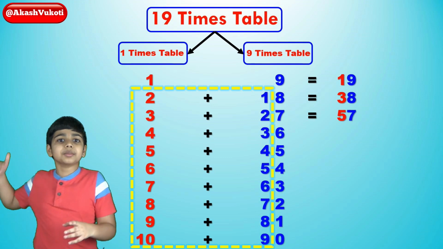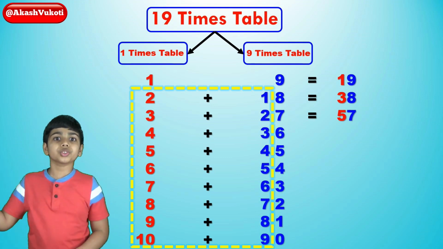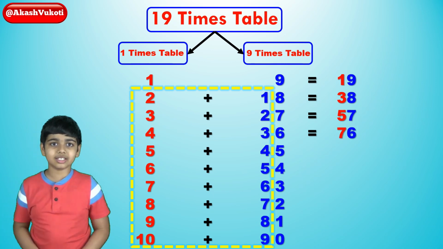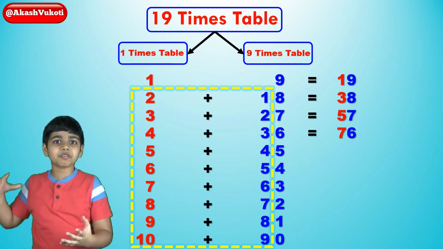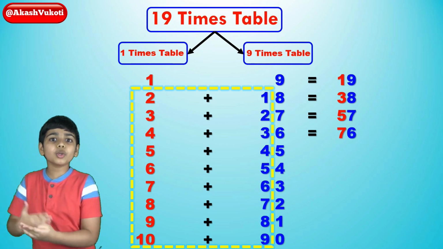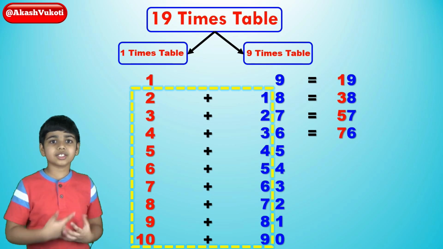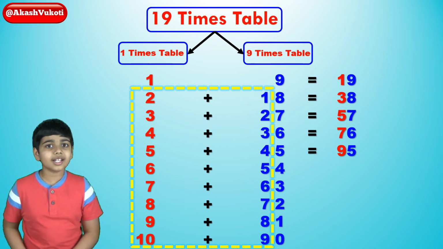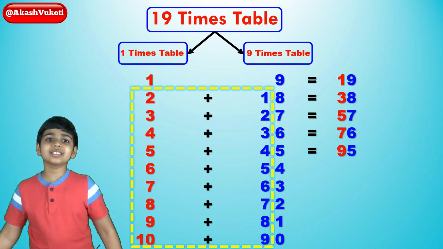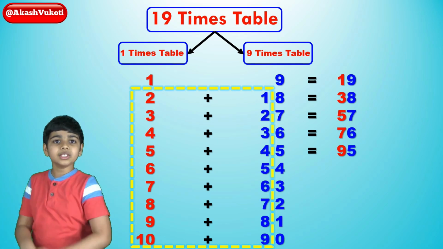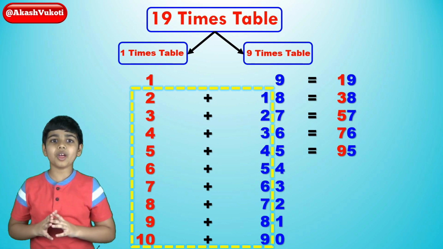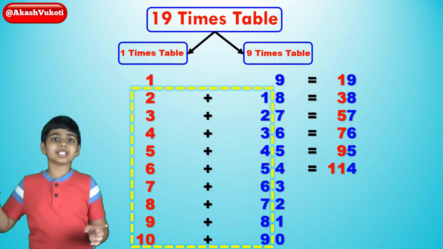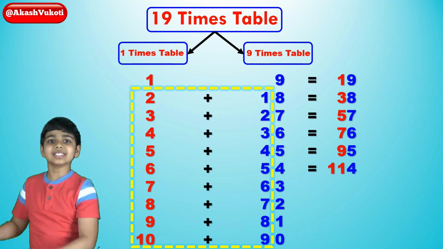Then 19 times 4 is 4, 36. So 4 plus 3, 7, get 76. Then 19 times 5 becomes 5, 45. So as you can see here, 5 plus 4, 9, get 95. 19 times 6 is 6 and 54. So 6 plus 5, 11. So 114. Then 19 times 7 becomes 7, 63.